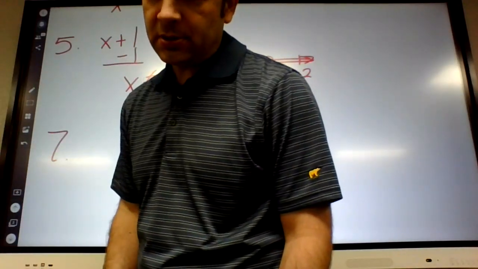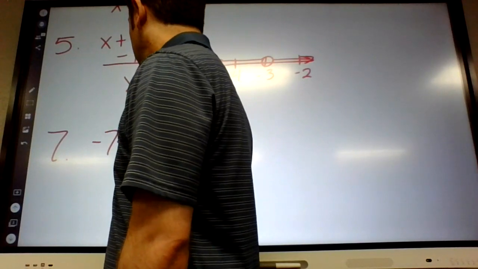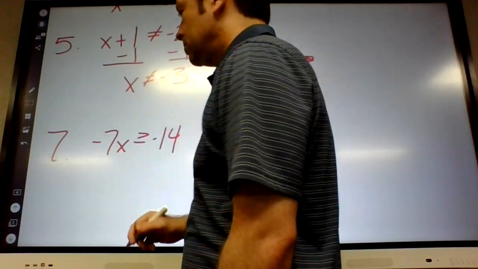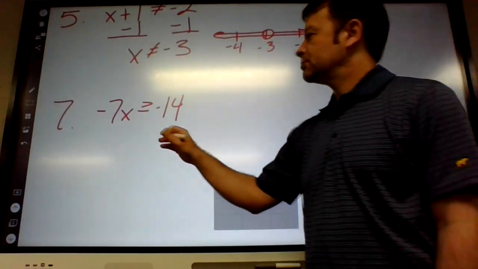Number 7. Negative 7x squared. Alright, Lauren, what should we do on this one? Divide by negative 2.